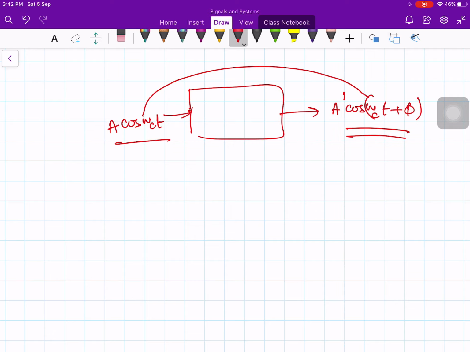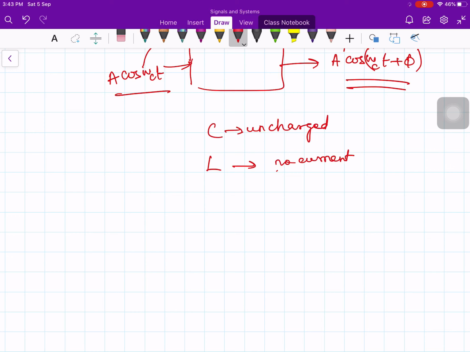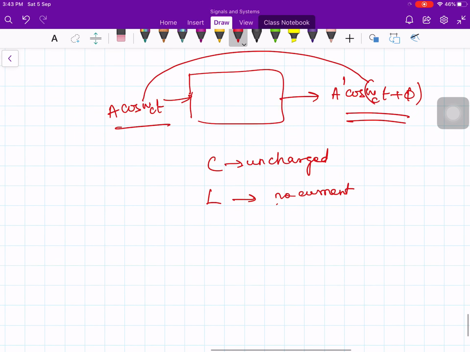Now, if the system does not have any initial energy to start with, that means we assume that capacitors are uncharged, and inductors do not have any currents to start with, then all the sinusoidal inputs will give corresponding sinusoidal responses. Okay, and we would like to add them up. That's what we get by finding y of j omega as x of j omega times h of j omega, where h of j omega is the system function, which is obtained under steady state sinusoidal conditions.